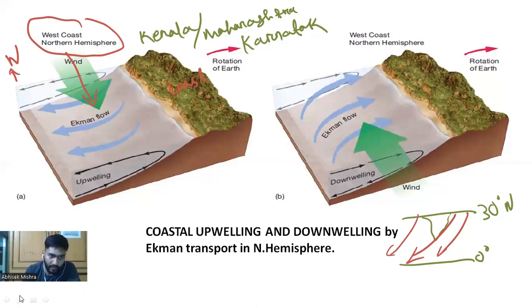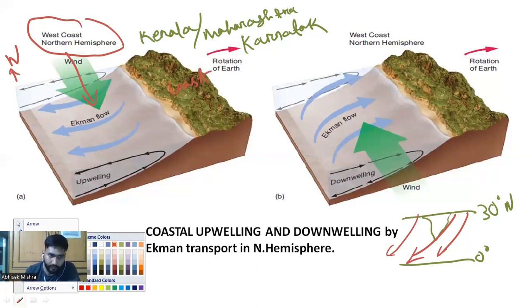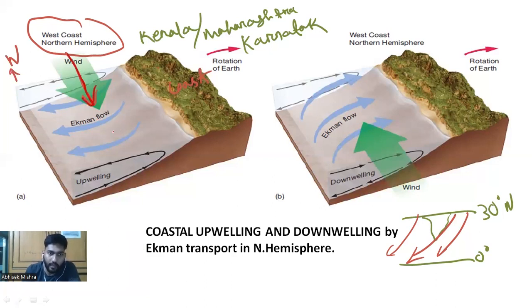That is the coastal region. And this is the direction of wind. If this is the direction of wind, what will be the direction of Ekman transport? If it is northern hemisphere, the direction of Ekman transport is right of the wind, right? It is towards right of the wind direction.